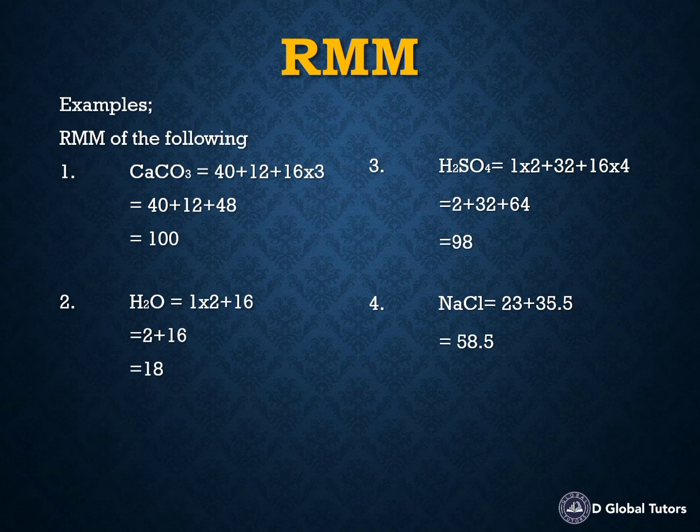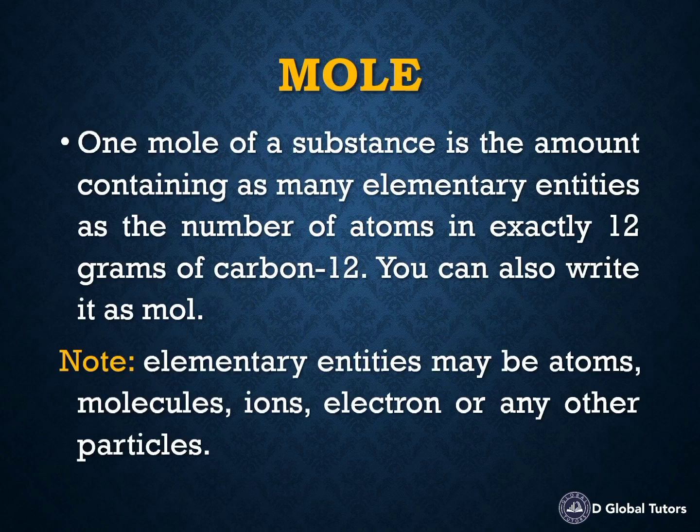Then the last example is NaCl. Now this is sodium and this is chlorine. So what is the relative atomic mass of sodium? 23. What is the relative atomic mass of chlorine? 35.5. So if you do the arithmetic, you're going to have 58.5. Meaning the relative molecular mass of NaCl, sodium chloride, is 58.5. Those are examples under relative molecular mass.